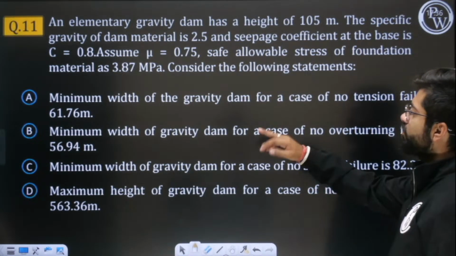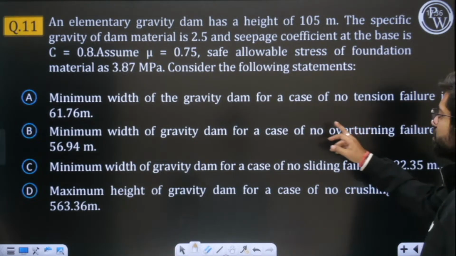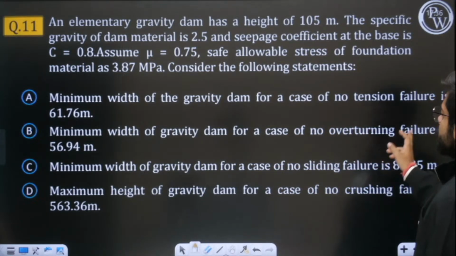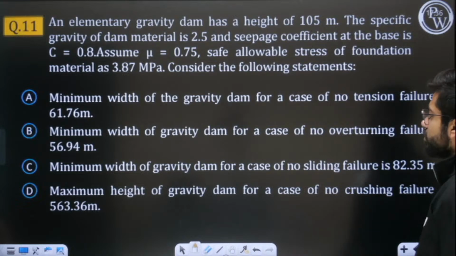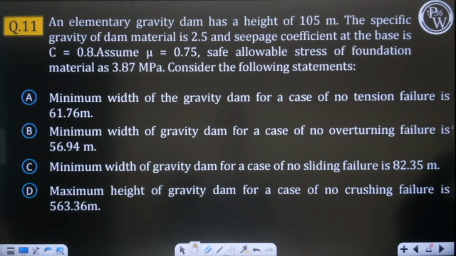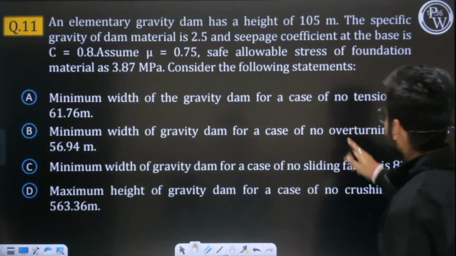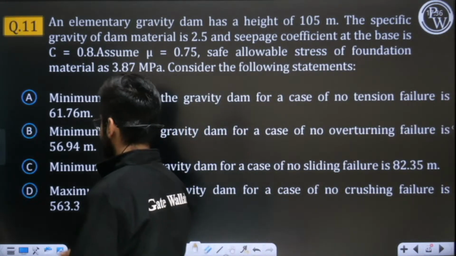You have to find minimum width of gravity dam for a case of no tension, minimum width for case of no overturning, and minimum width for case of no sliding. I will write the formulas and you will simply evaluate them. First is the no tension case.